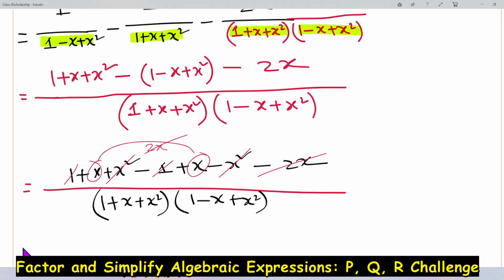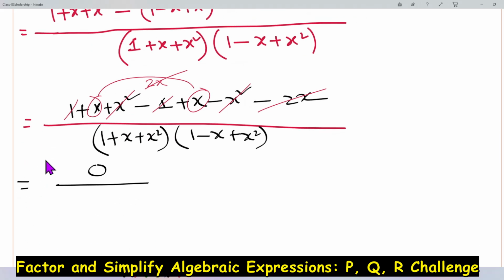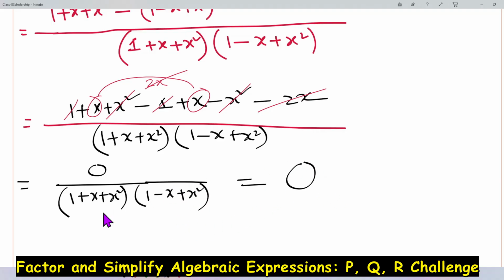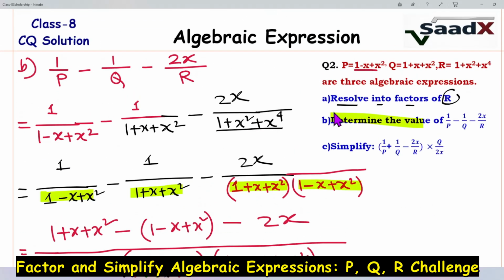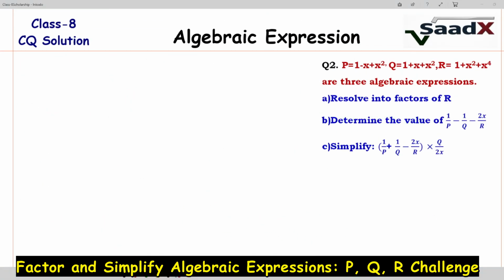So finally we get 0 divide 1 plus x square and 1 minus x plus x square. Ultimate result is 0. Okay, so number A and B done.